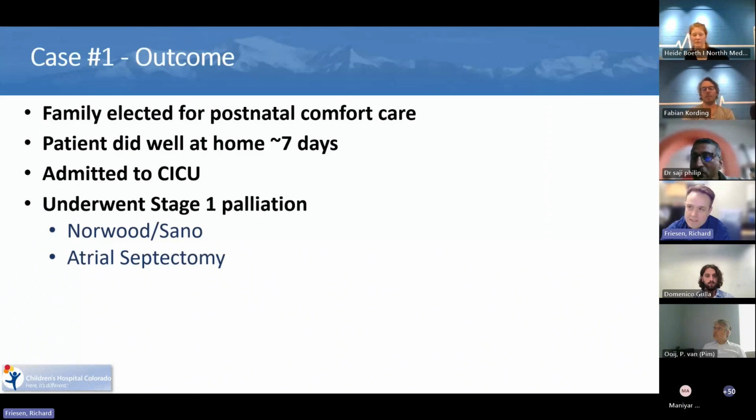So theoretically, that decompressing vein may have been somewhat protective, as their saturations were not significantly hypoxemic after birth, and so having some way for that oxygenated blood to return to the atria and get out to the body, the decompressing vein seemed to be somewhat protective. So that was an unusual case that we had. I will just stop there.